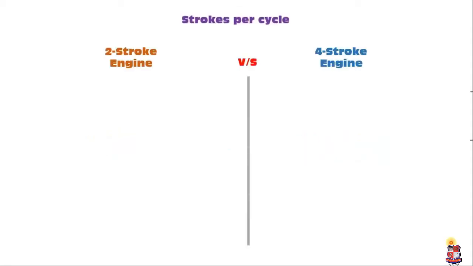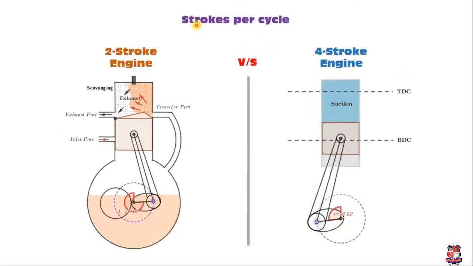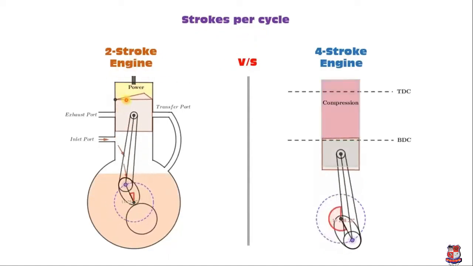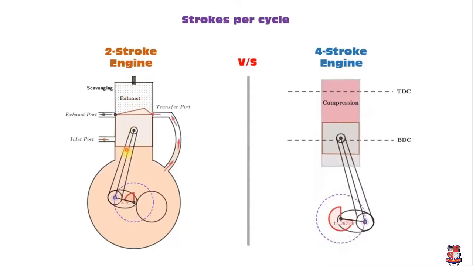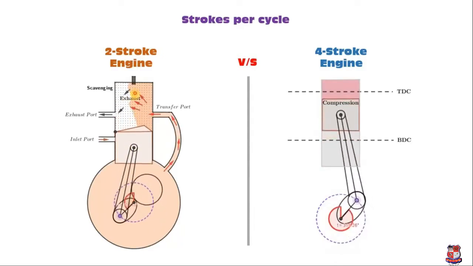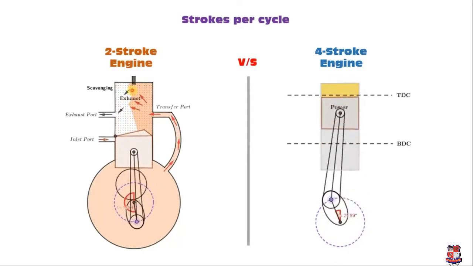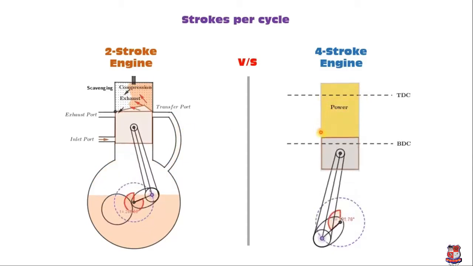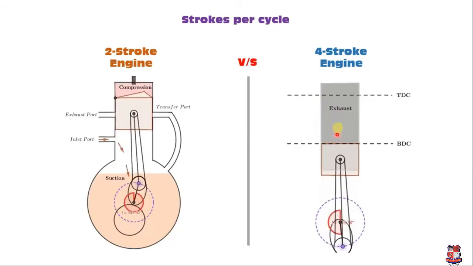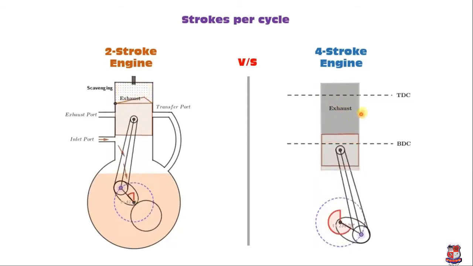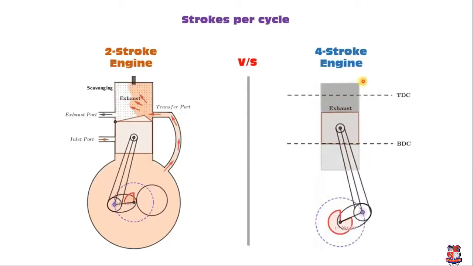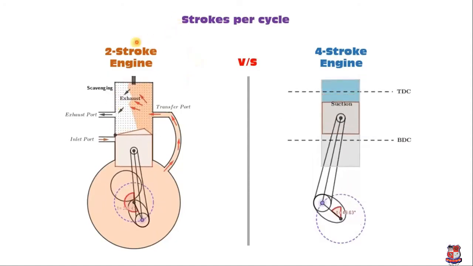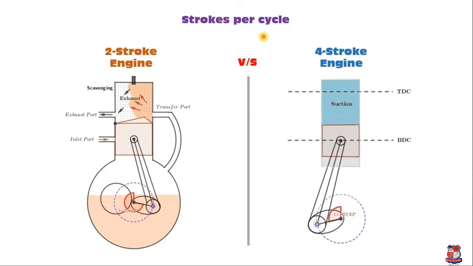So first, based on strokes per cycle. In two-stroke engine, as you have seen the working of it, the cycle is completed in only 2 strokes, means 2 movements of piston. And in four-stroke engine, the cycle is completed in 4 movements of piston. So that is why it is known as 4-stroke and this is 2-stroke. So in 2-stroke engine, the cycle will be completed in 2 strokes only.